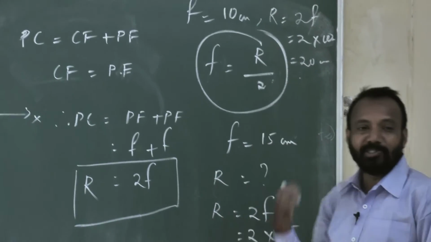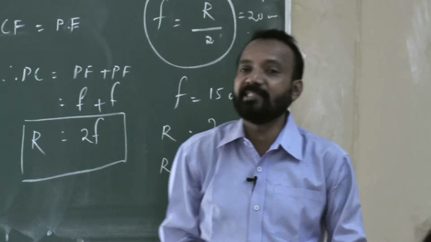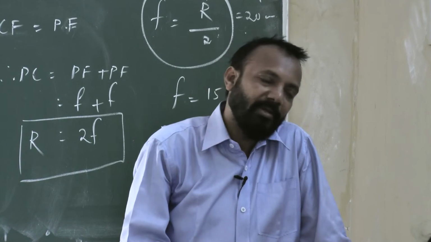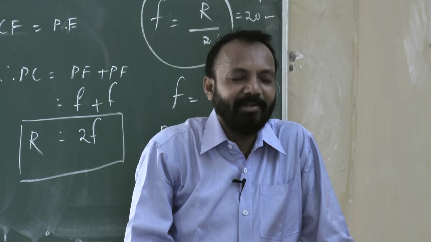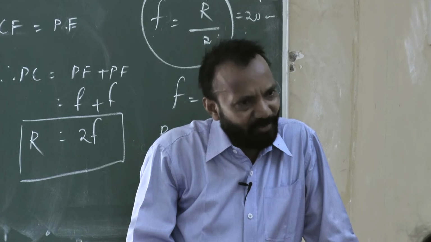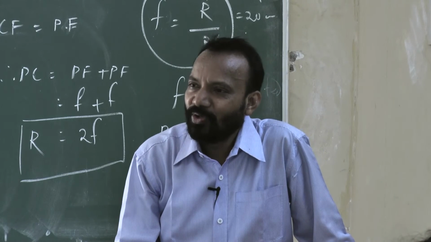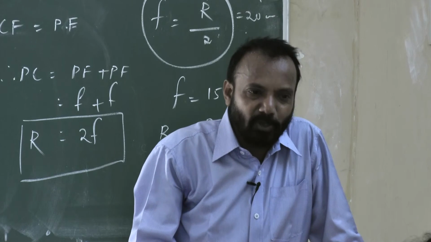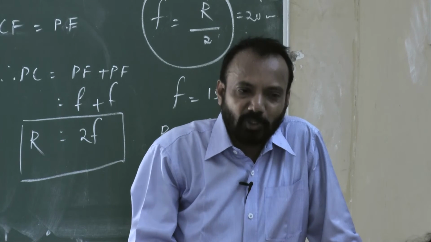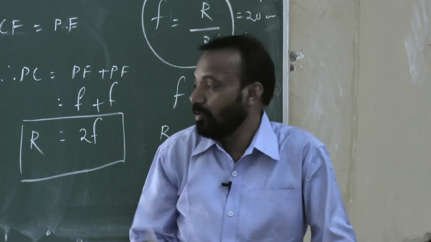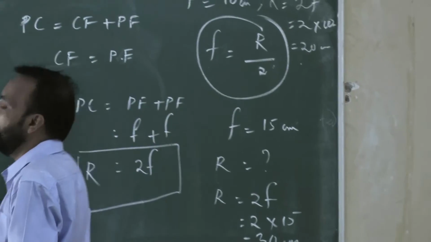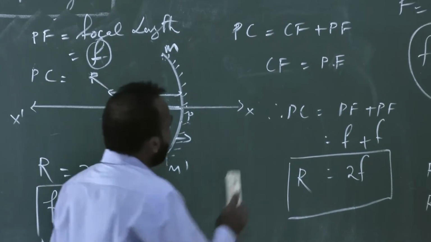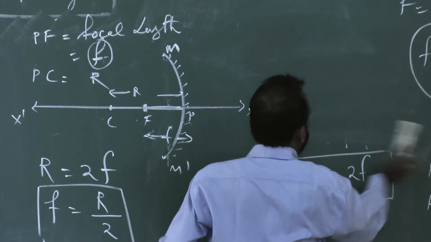So by using this formula, this relationship between radius of curvature and focal length, keep in mind that R is equal to twice of f. F is equal to half of the radius of curvature, R by 2. F is equal to R by 2. R is equal to 2F. So keep in mind, it is a relationship between radius of curvature and focal length. Now again I am giving another information.